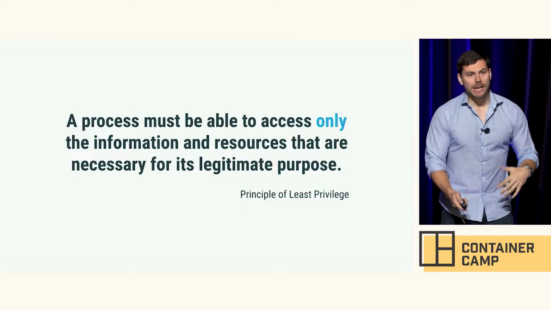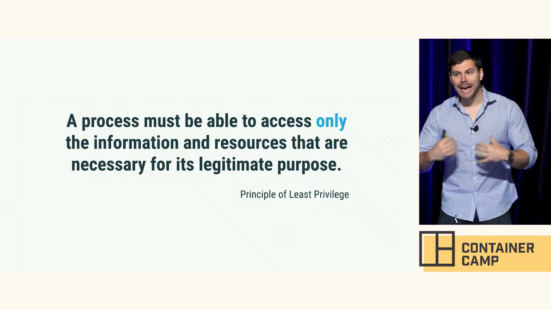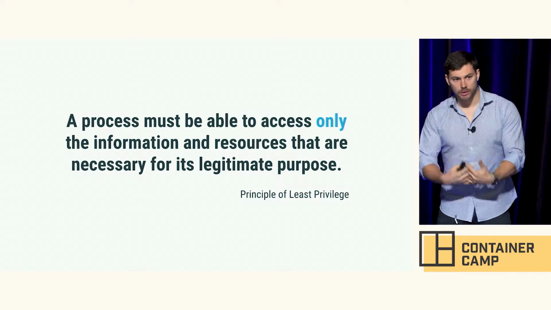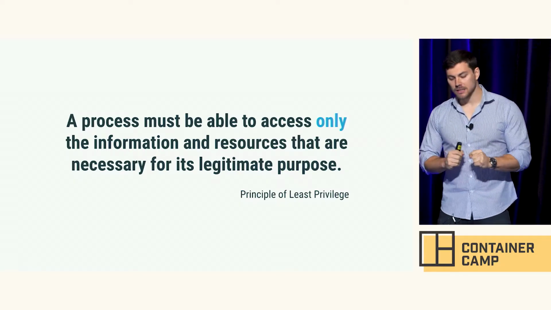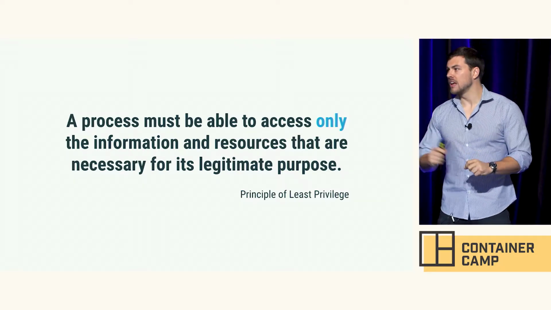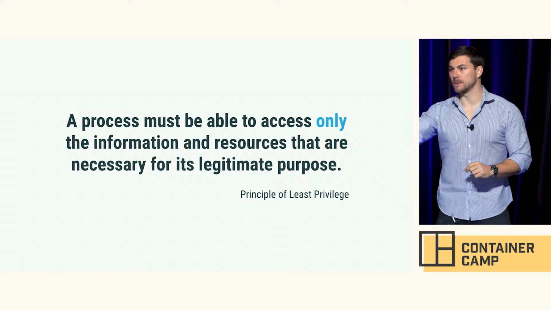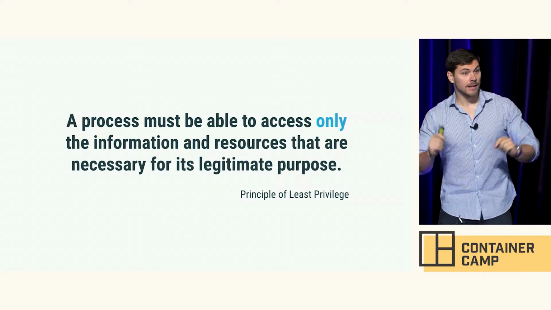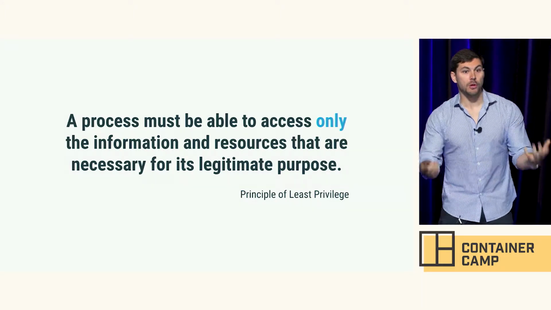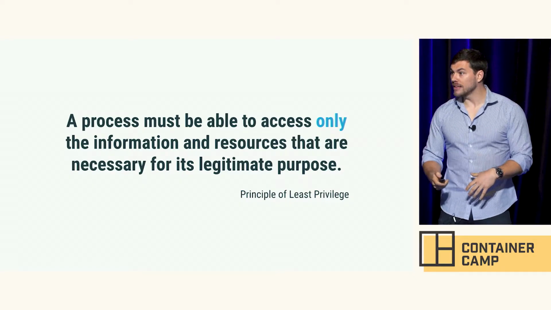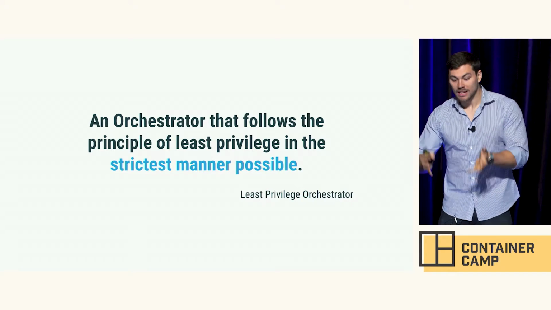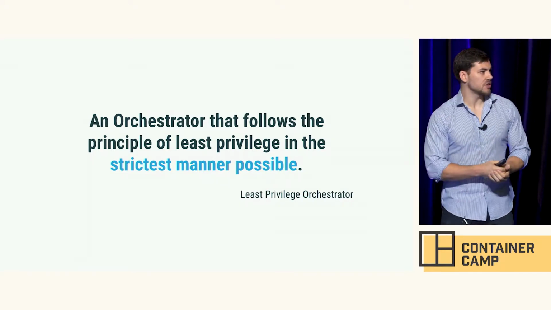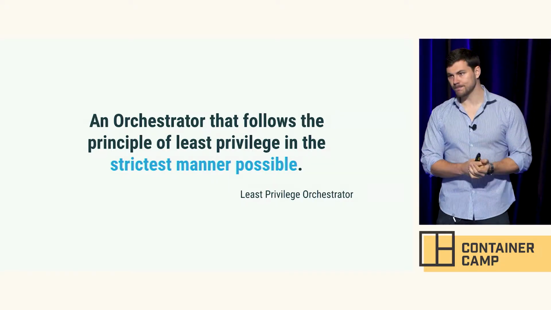And so if we bring this back to computer science, we have that the principle of least privilege is a process only being able to access the information and resources that are necessary for its legitimate purpose. No more, no less. And if we apply this to orchestrators, we finally get what a least privilege orchestrator is, which is an orchestrator that follows this principle of least privilege in the strictest manner possible.